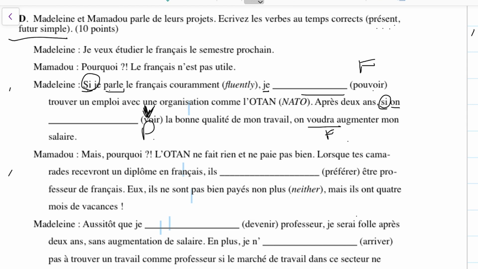So next one. Lorsque tes camarades recevront un diplôme en français, ils blank with préféré. Lorsque is my keyword. Recevront is future. What gets attached to lorsque? It's both future on both sides. So this one's future, and this one should be future. Try doing the other two on your own. Pause the video, do the other two, and then go back and conjugate.